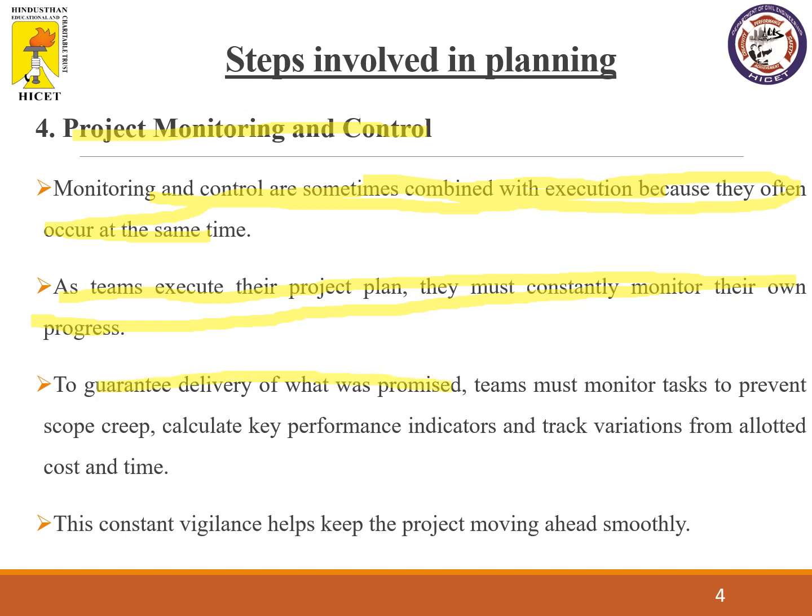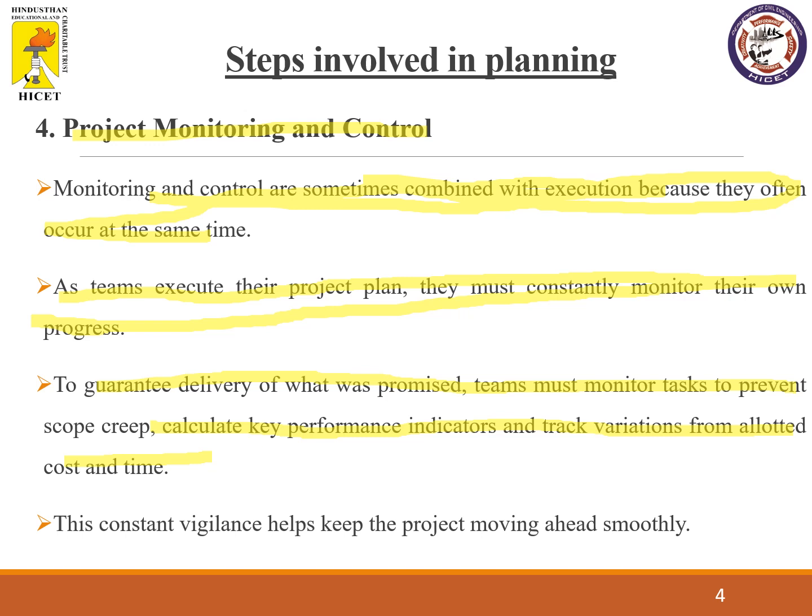To guarantee delivery of what was promised, teams must monitor tasks to prevent scope creep, calculate key performance indicators, and track variation from allotted cost and time. For example, if you start a project in the month of January, you have to track your performance on a weekly basis: what is the work done in this particular week, and whether we are going on with respect to our plan. If we are lagging in our time period, we have to increase the production in the upcoming week, so that we will be on track with the time which has been planned.